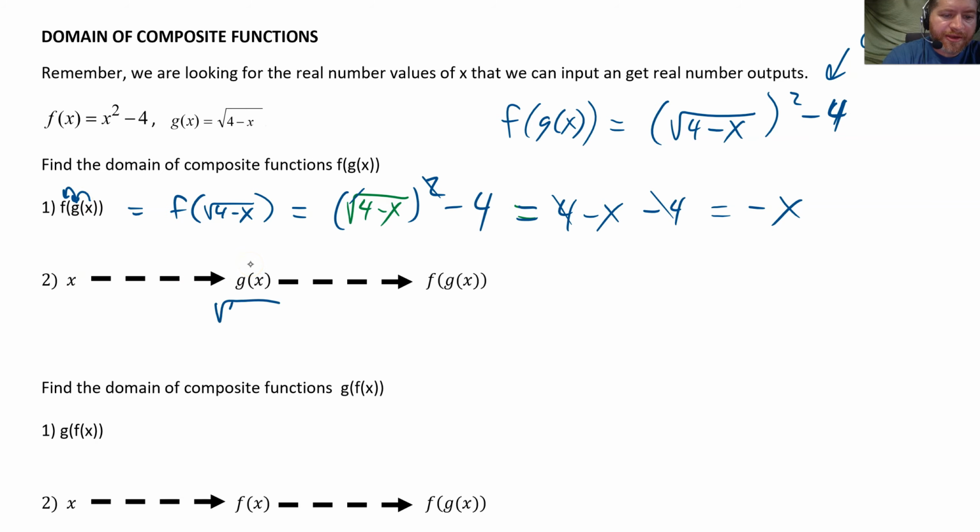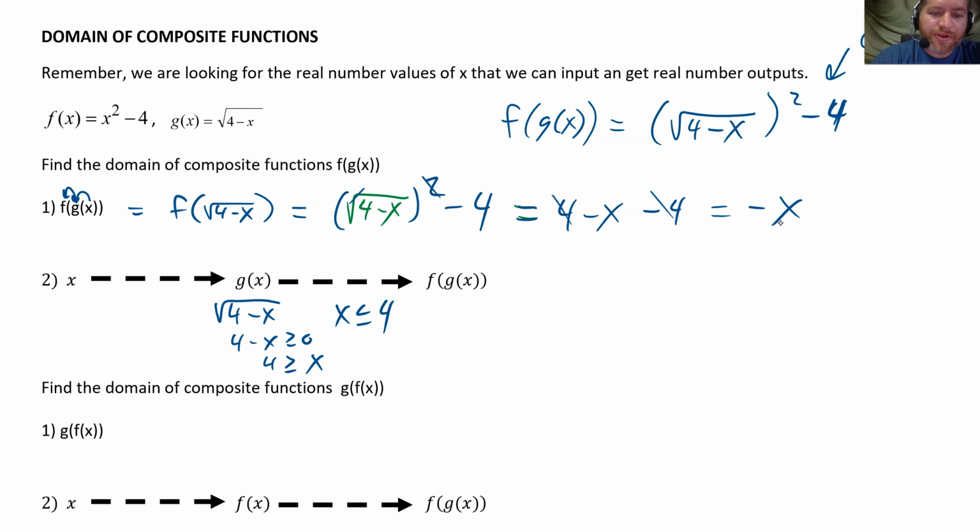So what is the domain of 4 minus x? That would be 4 minus x is greater than or equal to 0. And if we move it over, we get x is less than or equal to 4. So that's our domain. First, our x has to be some number less than or equal to 4, or it won't even work in g, period. And then what g does is modify it into some number, which will then be squared and minus 4, and becomes this.